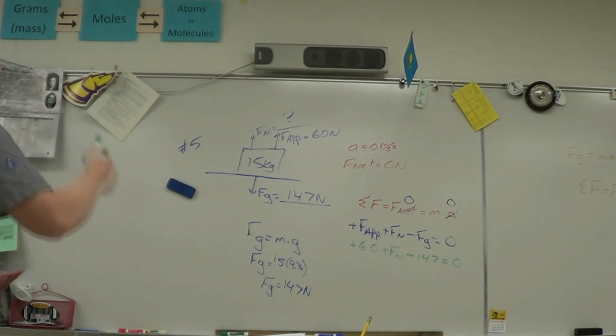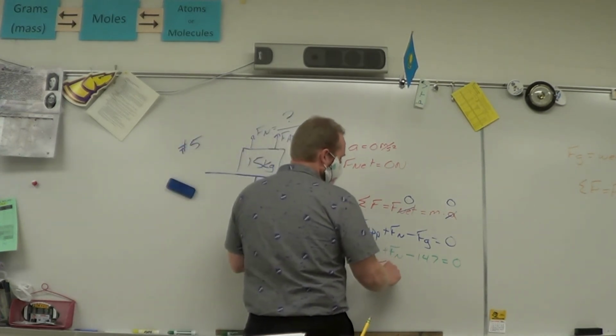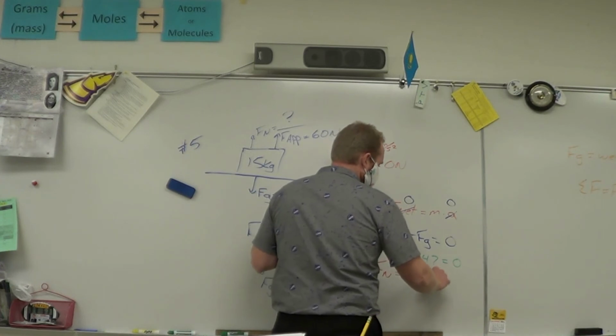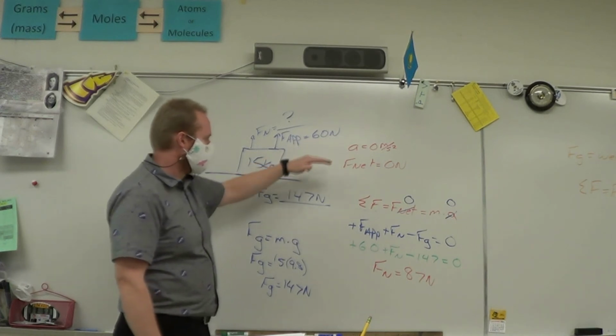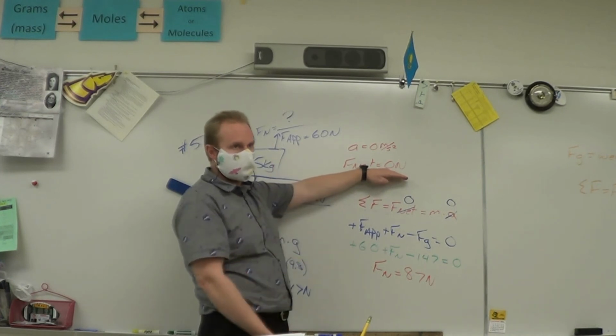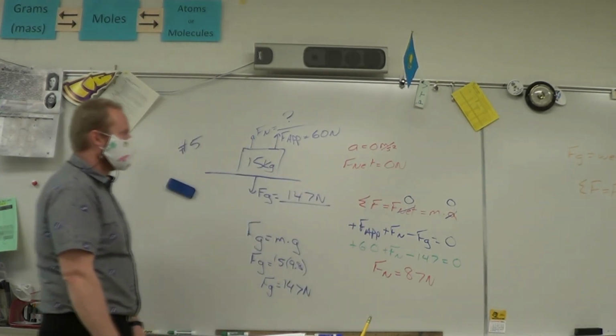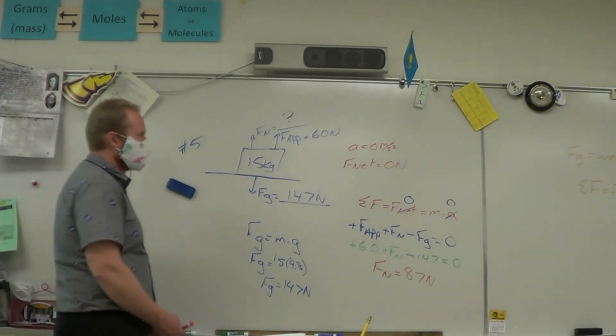So 60 plus blank minus 147 is 0. Or we do some algebra. It depends on how you want to figure this out. There's a couple different algebraic ways you can do it. But what we find is our normal force is equal to 87 newtons. 87 plus 60 minus 147 have to add up to 0 because my forces are balanced. Now, in a different situation where there was an acceleration, then we'd add our ups, subtract our downs, and set it equal to m times a, and whatever m times a is, that's what my unbalanced forces are. Okay?